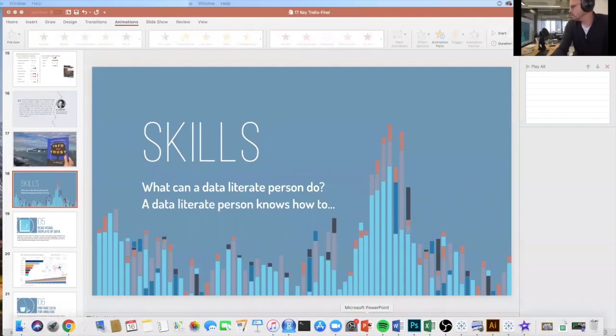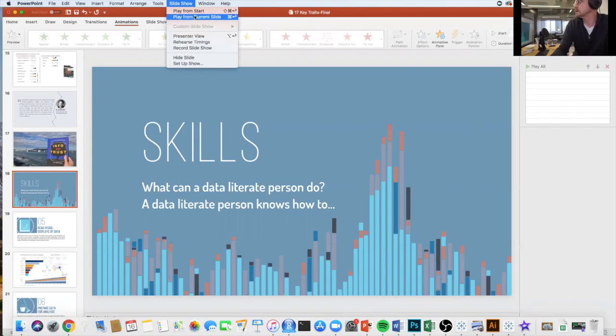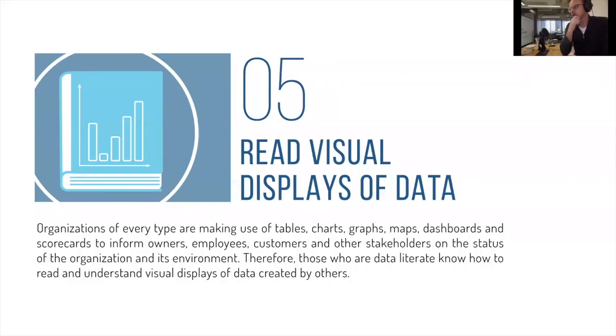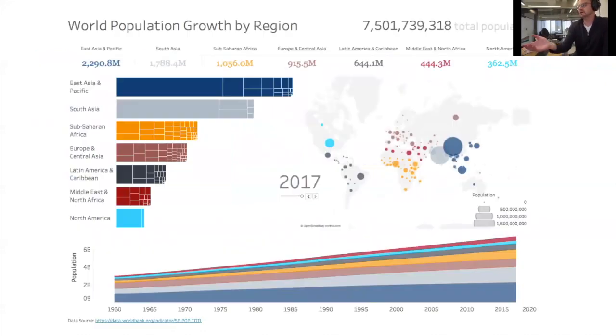Okay, so skills. One fundamental skill, and I think that a lot of times when people think of data literacy, maybe this is the first thing they think of, because they think of it in terms of reading. One of the most important ones is that you can read visual displays of data. This is so important. Organizations of every type make use of tables, charts, graphs, maps, dashboards, scorecards, KPIs. What are they doing? Informing people, employees, customers, and other stakeholders on the status of the organization and what's going on in the environment. So those who are data literate need to know how to read and understand those visual displays of data. When you see a dashboard showing the population of the earth and how it's growing, understanding what this is telling you and being able to discern different things about the topic is such an important skill.